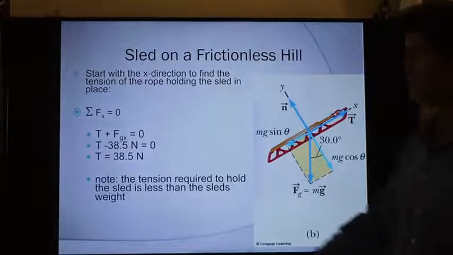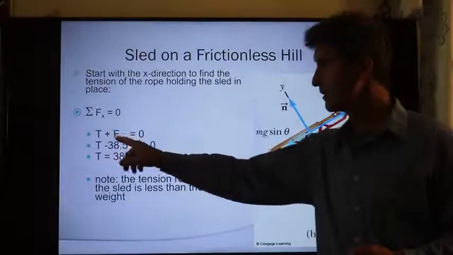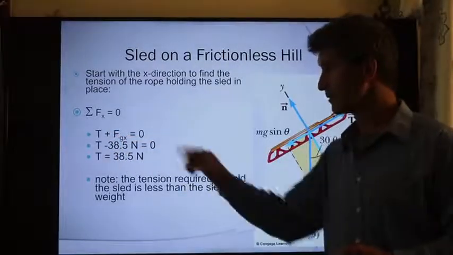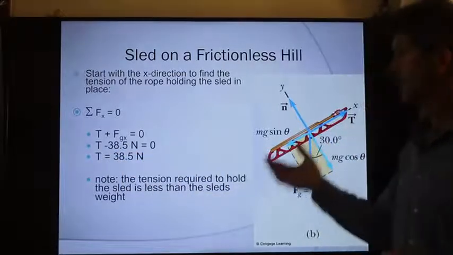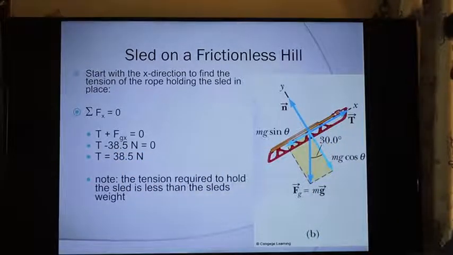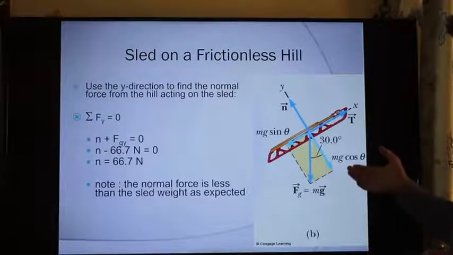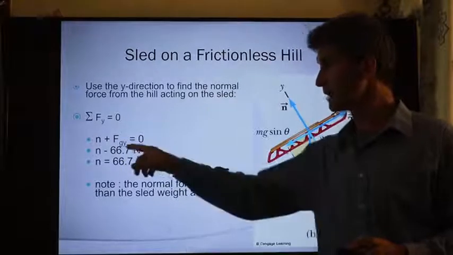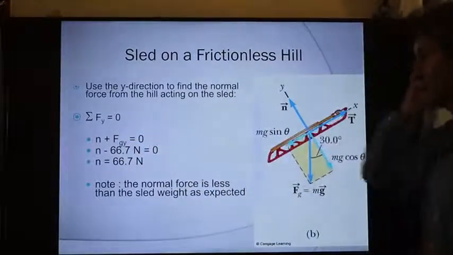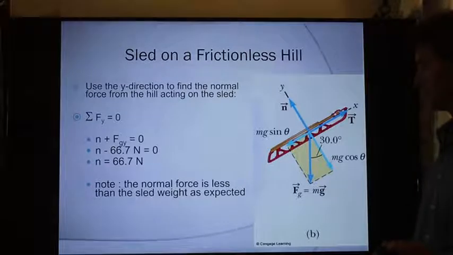In any case, in the x direction, we have tension plus the x component of the weight equal to 0. I know what the x component of the weight is. I can solve for tension. That's 38.5 newtons. Okay? The normal force points to the y direction. Fgy is in the negative y direction. So the normal force is 66.7 newtons.